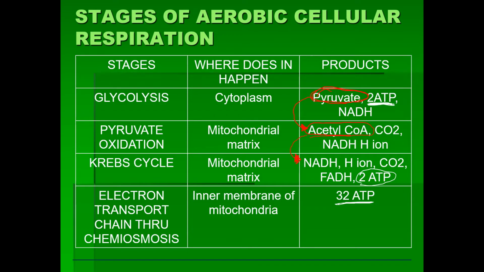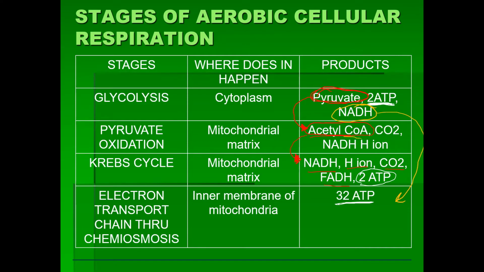It will now enter the Krebs cycle, in which, in this stage of cellular respiration, the acetyl coenzyme A will be converted into NADH, hydrogen ion, carbon dioxide, and FADH. Now, how about the NADH that has been produced in glycolysis, pyruvate oxidation, and Krebs cycle? So all of the NADH, class, will go to the electron transport chain.